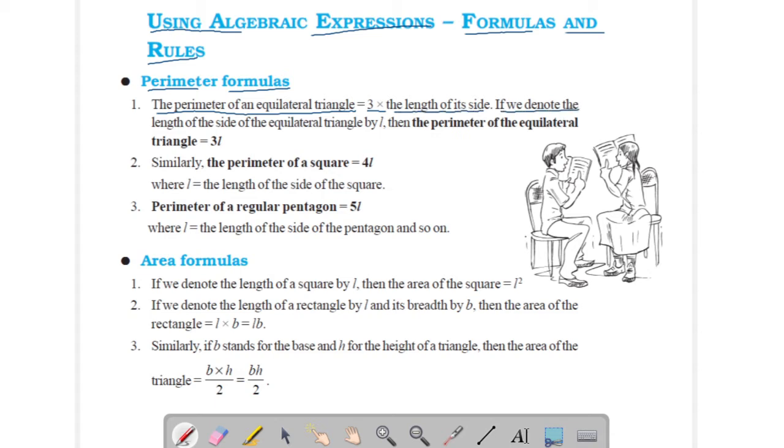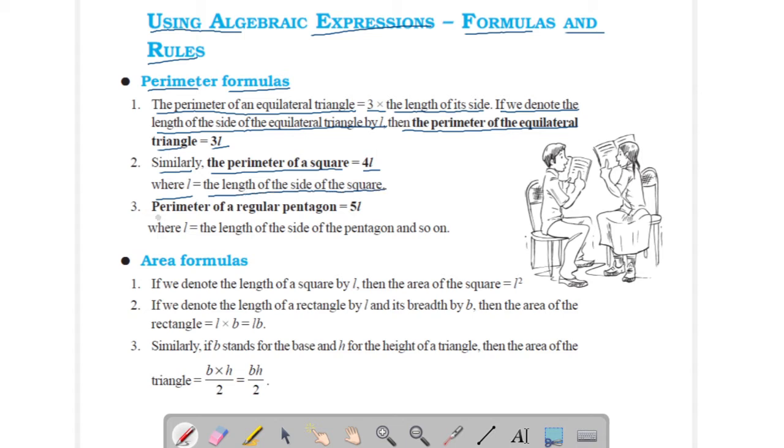If we denote the length of the side of an equilateral triangle by L, then the perimeter of the equilateral triangle is equal to 3L. The second point, similarly, the perimeter of a square is equal to 4L, where L is the length of the side of the square.